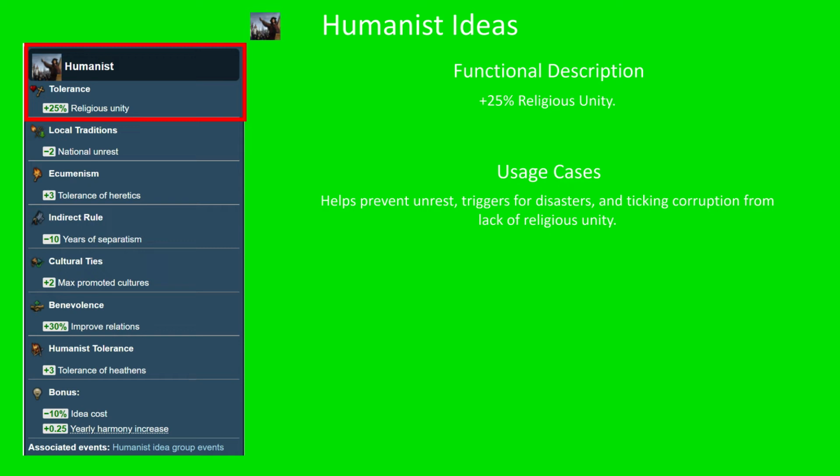What is this? How do you use this effectively? You use this to help prevent unrest, to prevent the triggering of religious disasters in the HRE European region because of conversions by centres of conversion, and to prevent the ticking corruption from lack of religious unity.